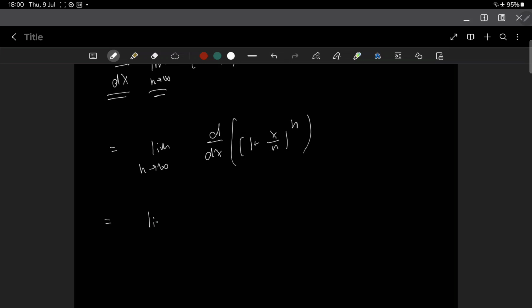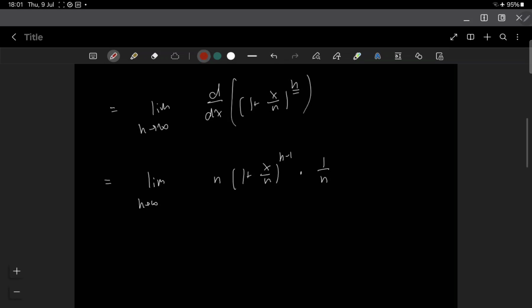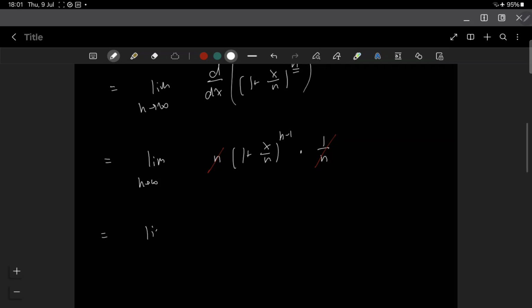So this is the same as the limit as n tends to infinity of, the n comes down, so we have n times 1 plus x over n to the power n minus 1, and then we multiply that by the inner derivative, which is just the derivative of 1 plus x over n. The derivative of 1 is 0, plus the derivative of x over n is just 1 over n. So times 1 over n, and we're almost done. Basically what we first notice is that this n here cancels with this n over here. So what remains is the limit as n tends to infinity of 1 plus x over n to the power n minus 1.